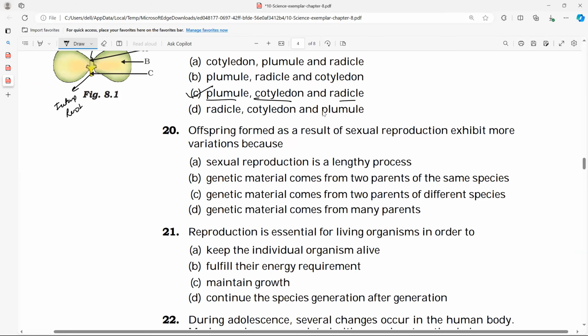So here we have: the offspring formed as a result of sexual reproduction exhibit more variations. Why? Because genetic material comes from two parents of the same species. Yes, same species, like humans reproducing. So the same species should be there, a different species should not be there. Next one: reproduction is essential for living organisms in order to, option D, ensure continuity of the generations.